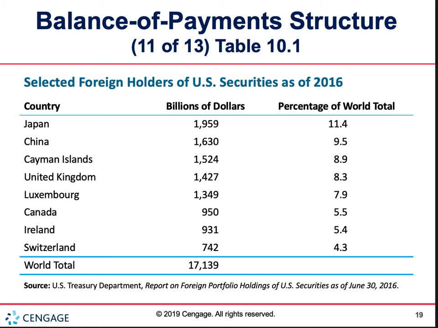So here we have a graph of selected foreign holders of U.S. securities as of 2016. So these are countries that hold United States debt as of 2016. Again, there are more updated numbers. So Japan holds the most of our debt at 11.4%. So it's an extremely high number. They're at 1. And then we have China. And then from there, we have other countries that hold our debt as well.